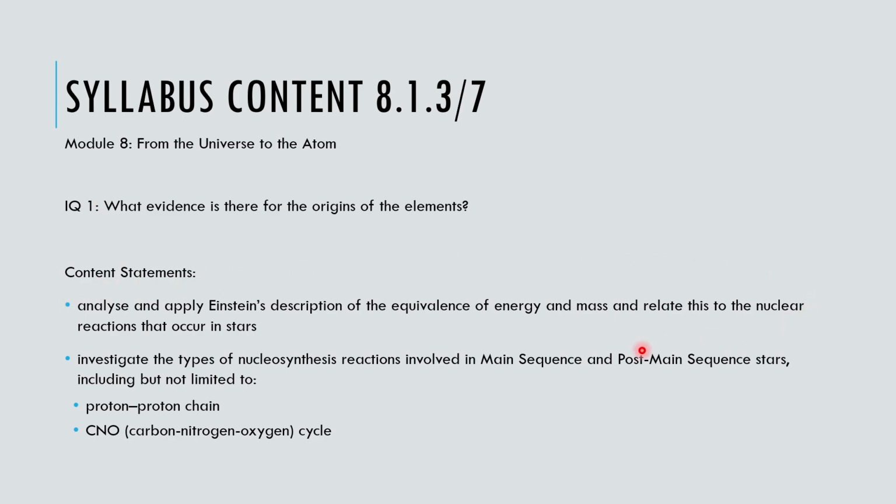Dot point 3 asks us to apply Einstein's concept of the equivalence between mass and energy and relate it to the processes that occur in stars. And dot point 7 very specifically outlines that we need to have a look at two very common processes in stars, the proton-proton chain and the CNO cycle.